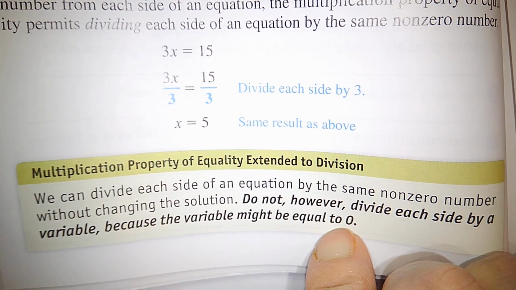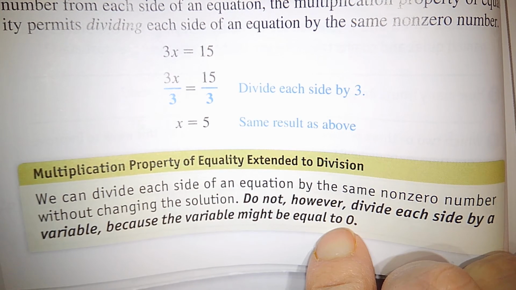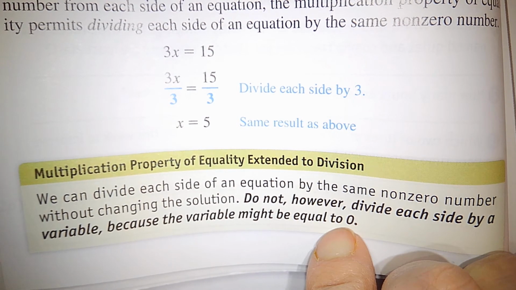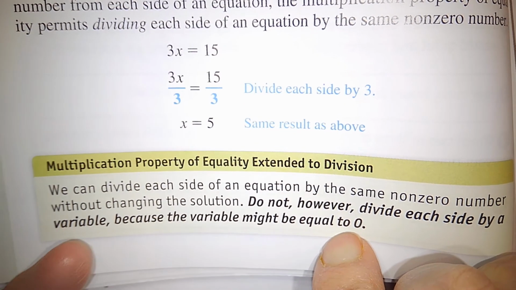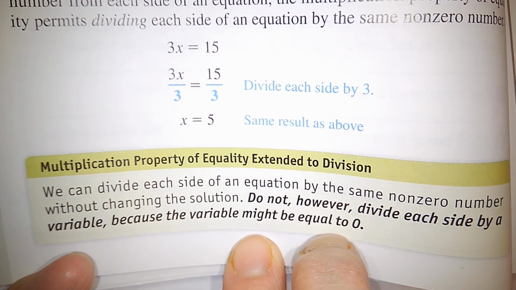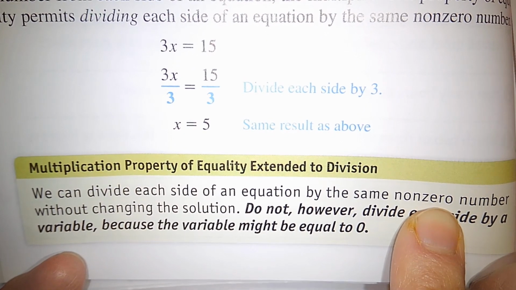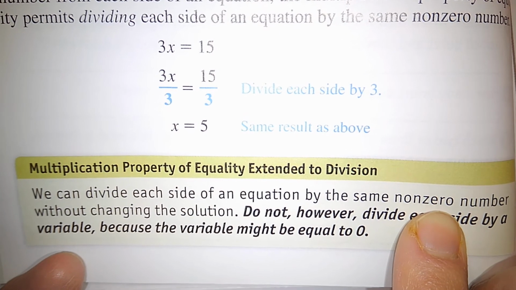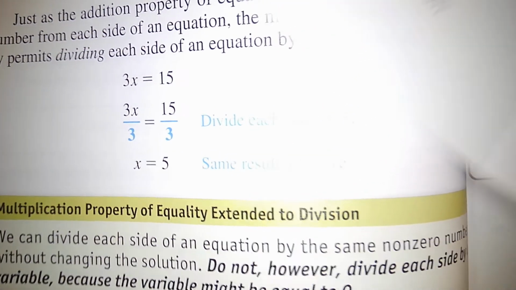Multiplication property of equality extends to division. We can divide each side of the equation by the same non-zero number without changing the solution. Do not, however, divide each side by a variable because the variable might be equal to 0. Okay. Very good. Thanks. So we may divide both sides by the same non-zero number and get an equivalent new equation. Okay, so yes, either multiply or divide by a non-zero number, okay?